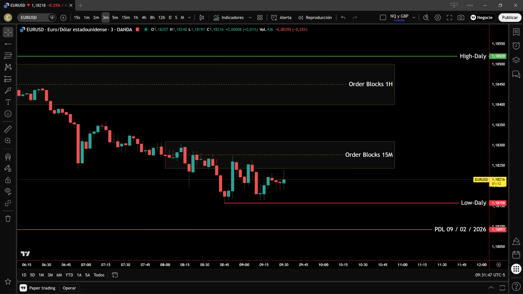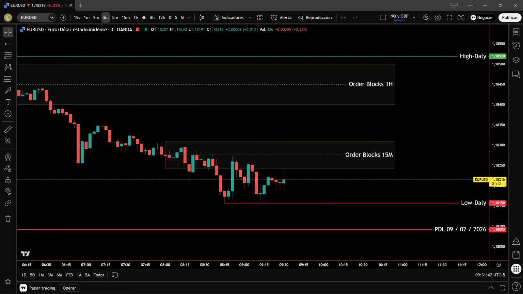For traders seeking absolute precision, we now drop down to the 3-minute timeframe. In this frame, the retracement toward the 15-minute order block is seen with total clarity. Notice how EURUSD has slightly penetrated the supply zone, but the 3-minute candles show constant upper wicks, denoting strong selling pressure at the 1.1825 levels. There is no bullish impulse with conviction. On the contrary, every candle that attempts to move up is quickly rejected by institutional orders.